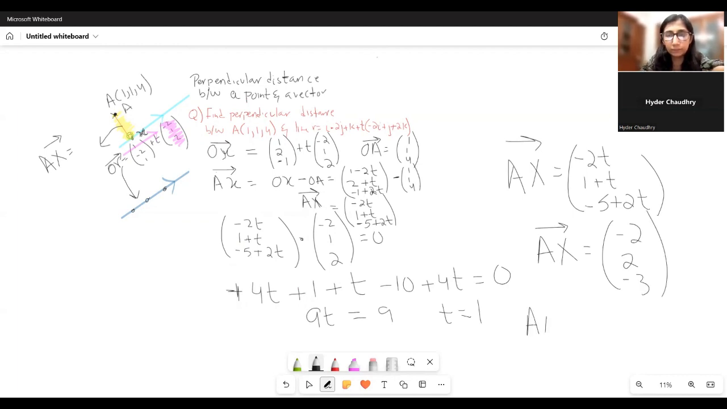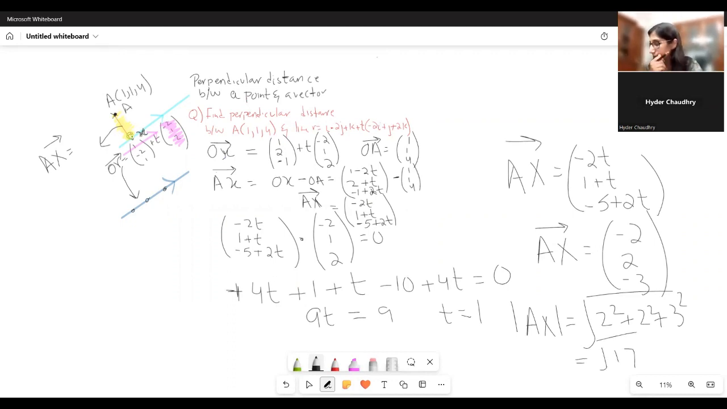And then the magnitude of this is going to be 2 squared plus 2 squared plus 3 squared, under root 17. I think I made a mistake. That was not the answer. The answer should be 3, minus 2t.